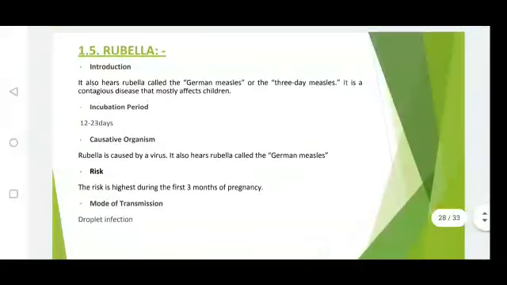The next one is rubella. Rubella is also called German measles or 3 days measles. It is a very contagious disease that affects children. The other name of rubella is German measles or 3 days measles. It is very dangerous and contagious, mostly affecting children.